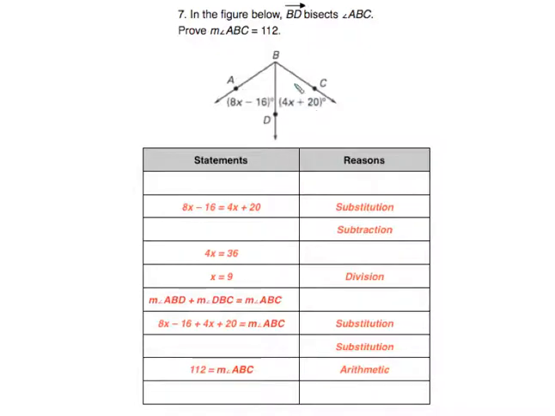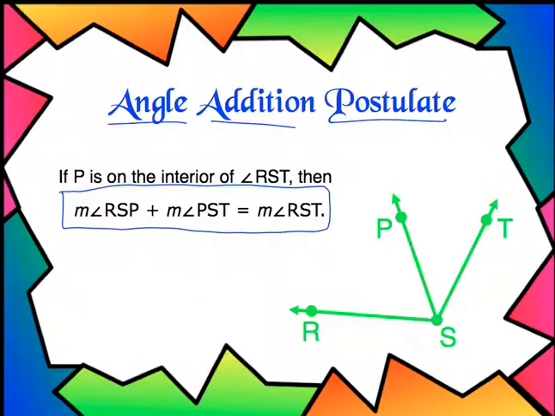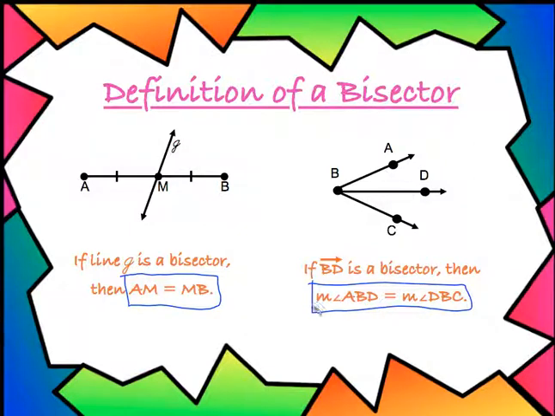So on this one we have an angle. It says in the figure below, ray BD bisects angle ABC. Prove that the measure of angle ABC equals 112. Because it says that there's a bisector, that's a big clue that this is going to be definition of a bisector. Now I'm going to go back and look at my rule for bisectors just so we don't mess it up. When we have a bisector, we have the measure of an angle, 3 letters, equals the measure of an angle, 3 letters. You have to put this measure of the angle part.